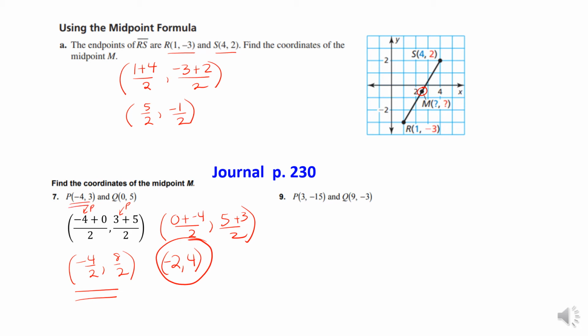So the x and the y from the same point have to be either both first or both second. Okay, so let's look at the next one. You can give it a try on your own. And again, I set it up for us.